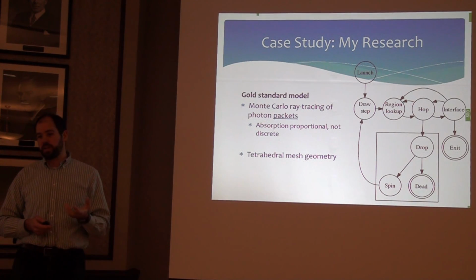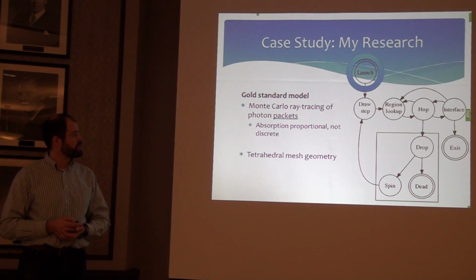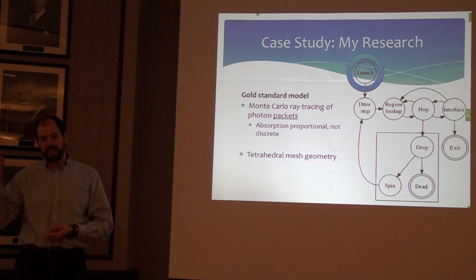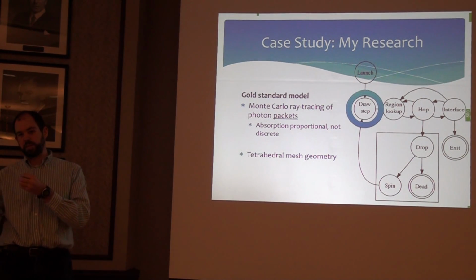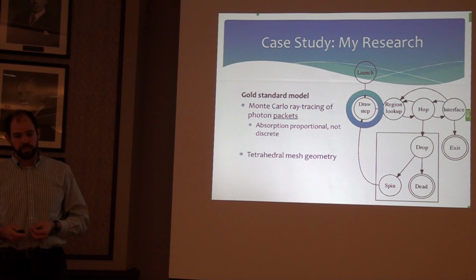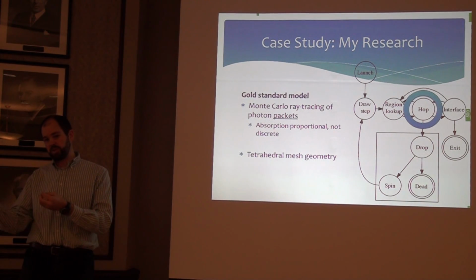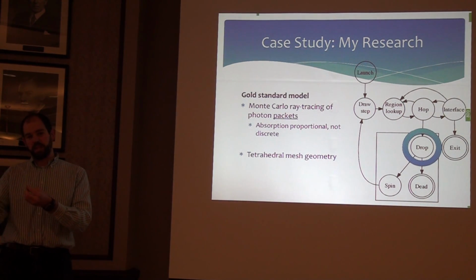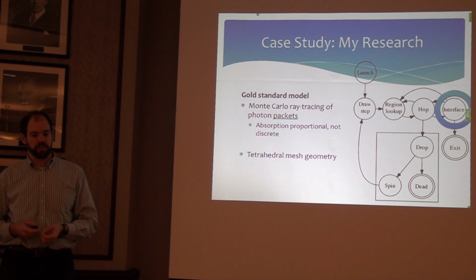So we started with a gold standard model called MCML. It's a Monte Carlo method for ray tracing photon packets. And so what you do is you just repeat a whole bunch of times. You take a packet of light, you launch it in some direction randomly determined. You choose a step length that it travels before it has an interaction. It figures out what region it's in, determines if it's hit a boundary of a region or not. And if it hasn't hit the boundary or region, then it drops some of its energy where it is and then scatters off into a new direction and repeats.